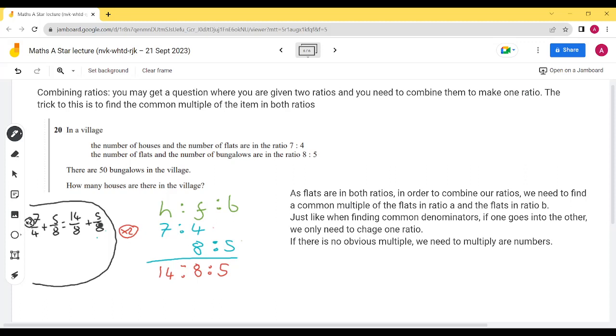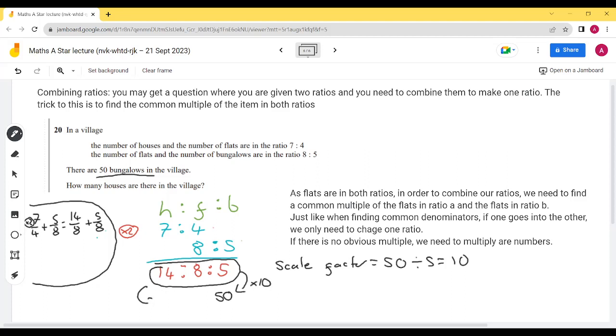And so now we've got a ratio down here. And we have been told there are 50 bungalows. So again, we can find out one part, or our scale factor. In fact, we're going to call it a scale factor, but it's basically the value of one part. I use them interchangeably, they mean the same thing. So scale factor equals 50, the amount of bungalows, divided by 5, the amount of parts, equals 10.